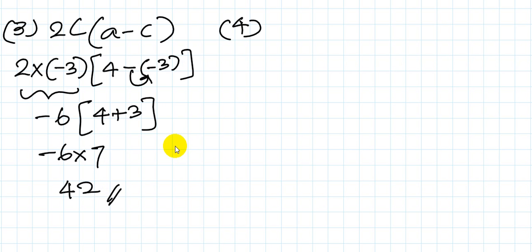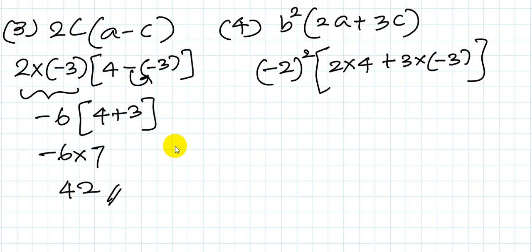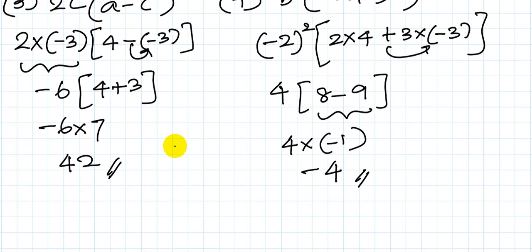And question number 4 is b square within brackets 2a plus 3c. So again b square means -2 square, within brackets 2 times a, which equals 4, plus 3 times c, which equals -3. So here I get 4, and 8 plus into minus is minus. 3 multiplied by 3 is 9. So 8 minus 9 equals -1. 4 multiplied by -1 equals -4. That is up to question number 4.